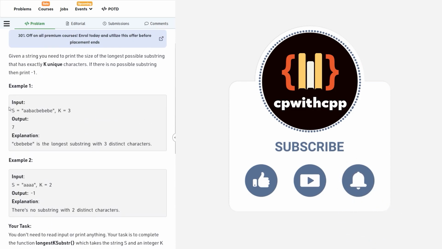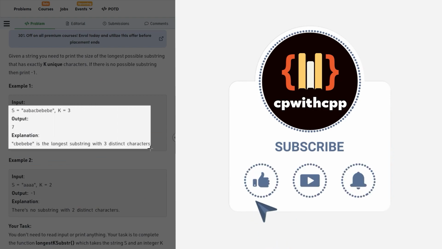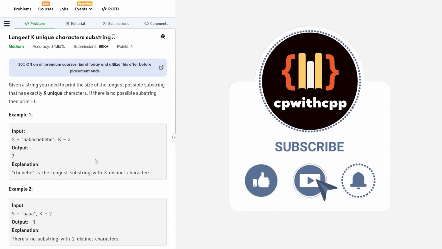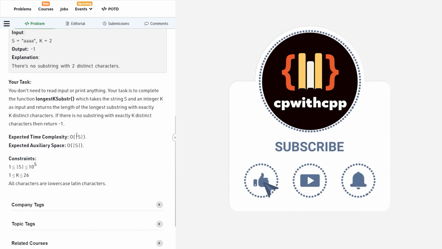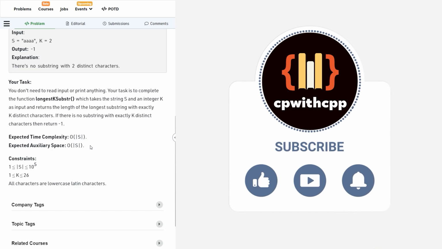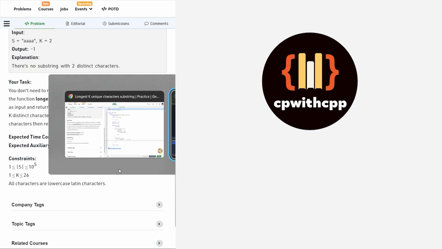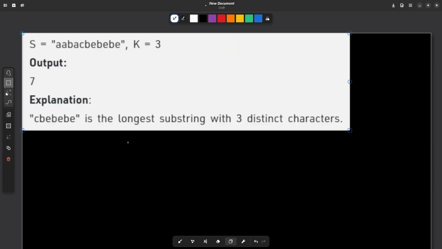Let me just take this sample test case. So they have themselves written all the details, and if you look at the time and space complexity, time complexity is O(n), where n will be the size of the string. So they have denoted it like this. Similarly for space as well, the space complexity is O(n). Right. So let us have a look at what they are saying here.